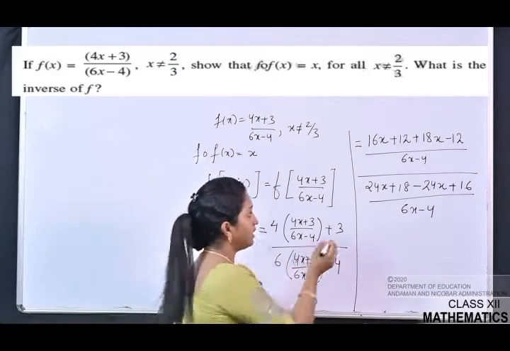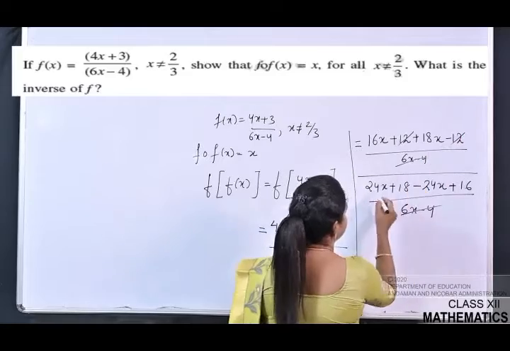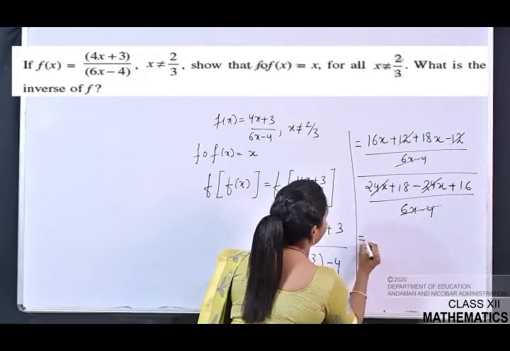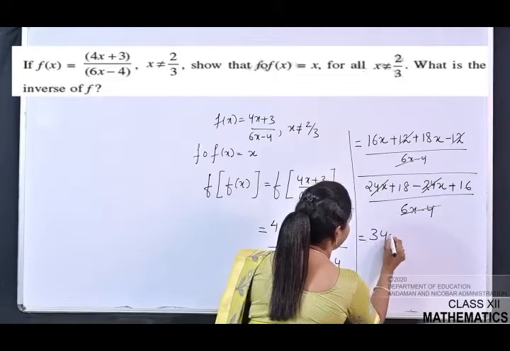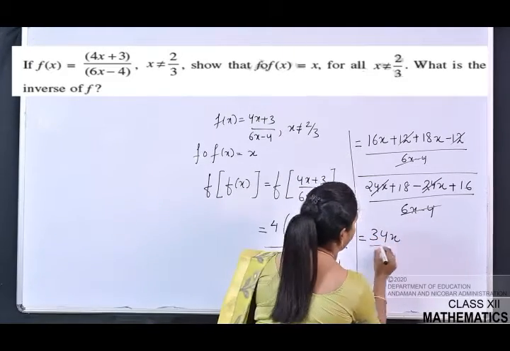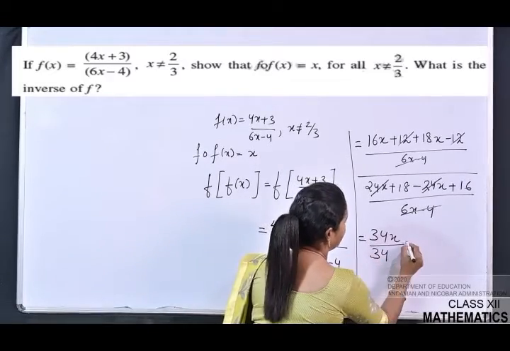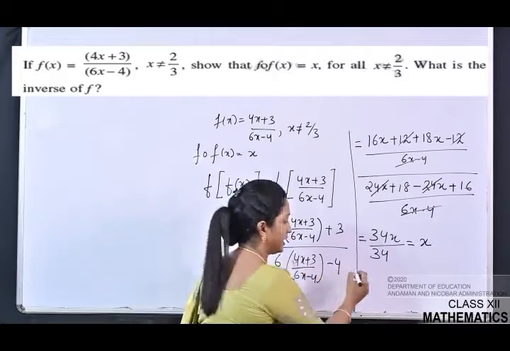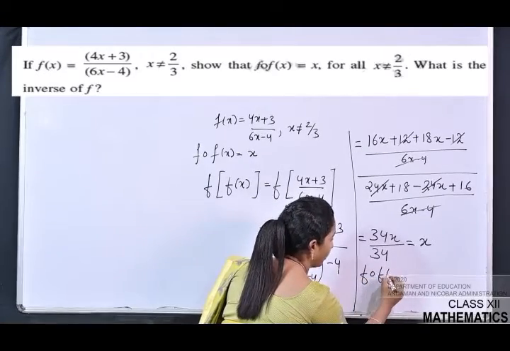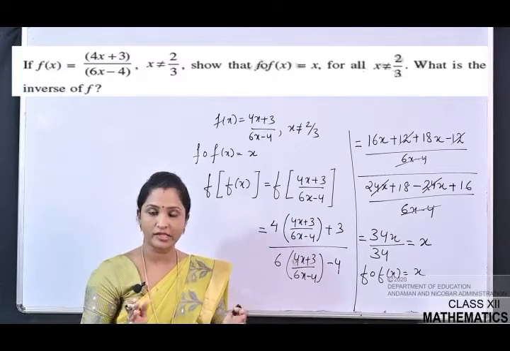Now here these two get cancelled out, and here also 12 gets cancelled out, 24. So what are you going to get as the final answer? 16x plus 18x is nothing but 34x by 18 plus 16, again 34, which is nothing but x. That means you have proved that fof(x) is equal to x. Okay, the first part is over.